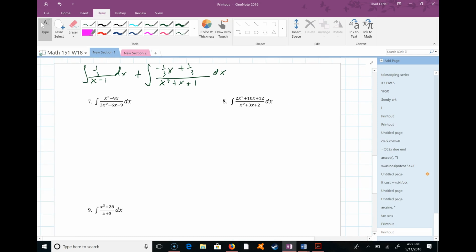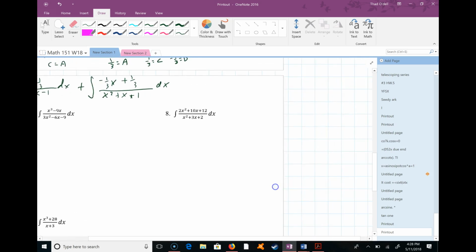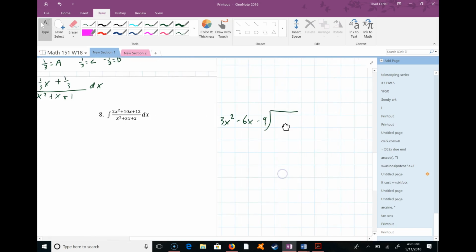Now number 7 is unique because the top is greater than the bottom. The degree is greater than the bottom. So remember, this is kind of like a top-heavy fraction. So the first thing I have to do is divide. So I'm going to take 3x squared minus 6x minus 9 and divide that into x cubed minus 9x.